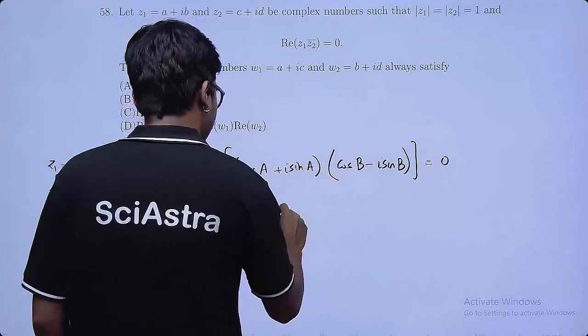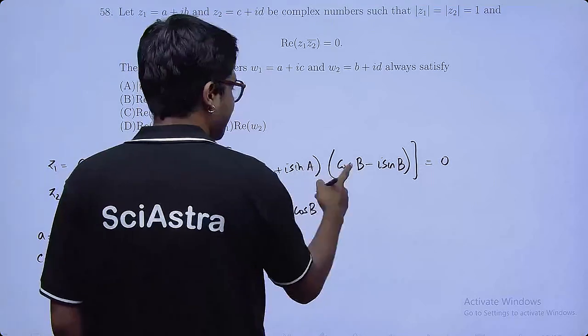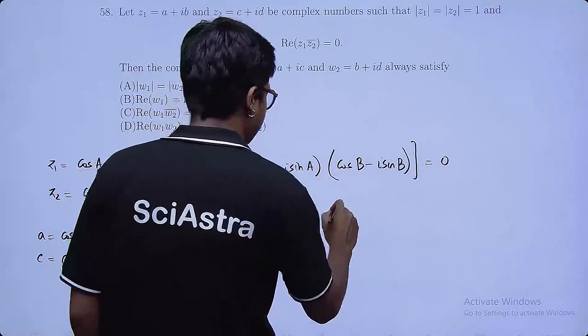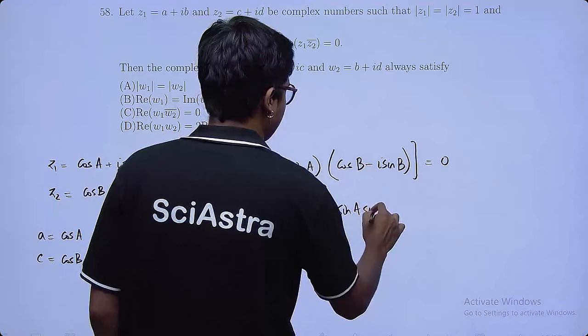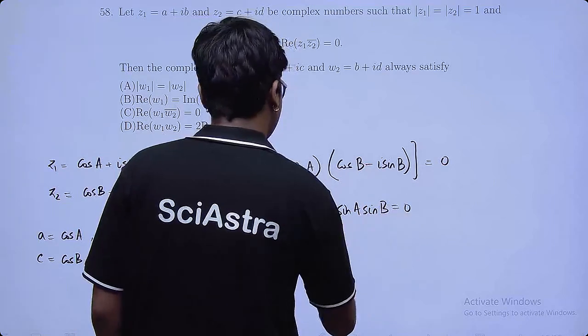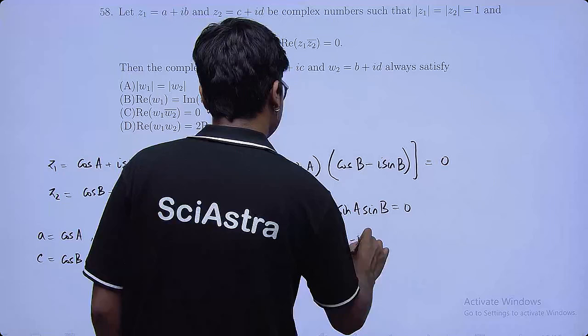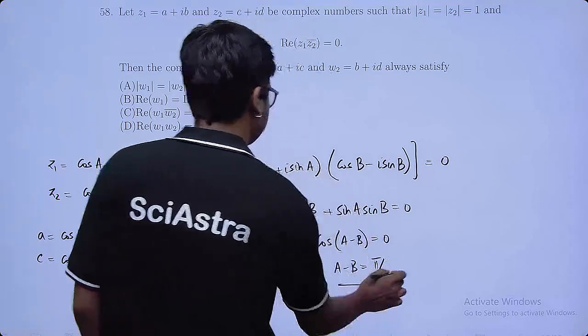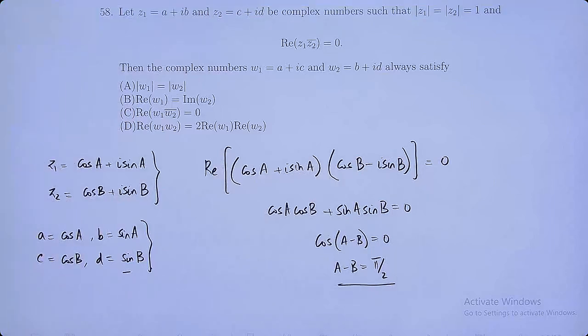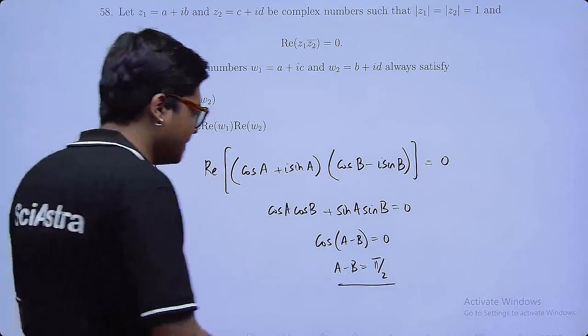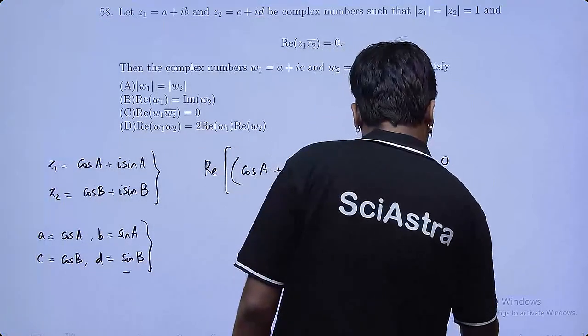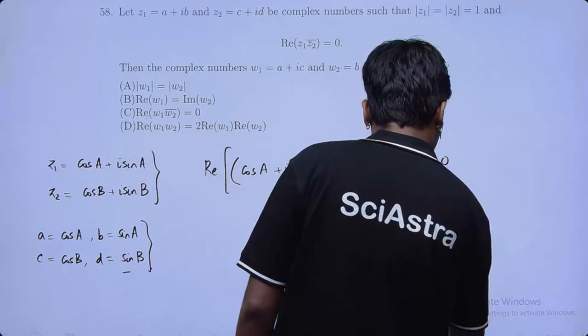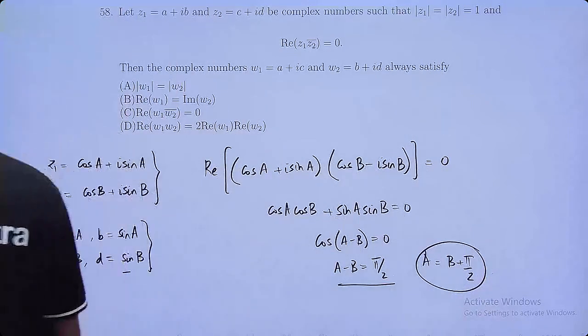Cos A cos B and the imaginary parts multiplied together. So minus i square will become plus. So plus sin A sin B. That is equal to 0, which implies cos of (A minus B) is 0. So I can write A minus B is equal to 90, right? Okay. Now from here, let's find out the values of this in terms of the other one, right? So A is nothing but B plus 90. A is equal to B plus 90.